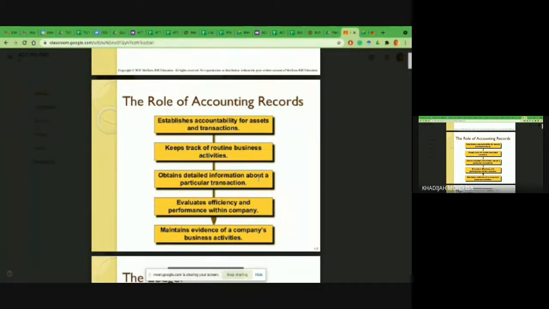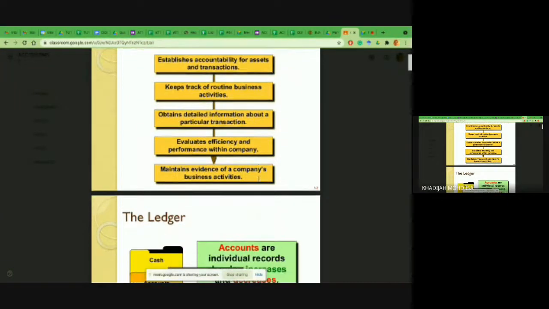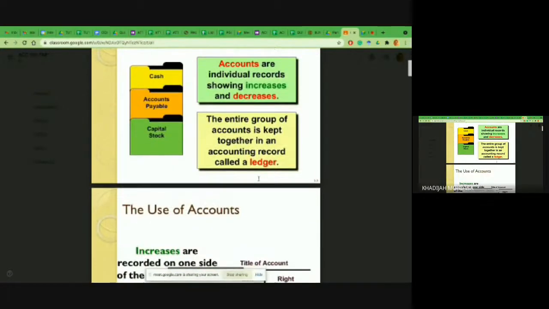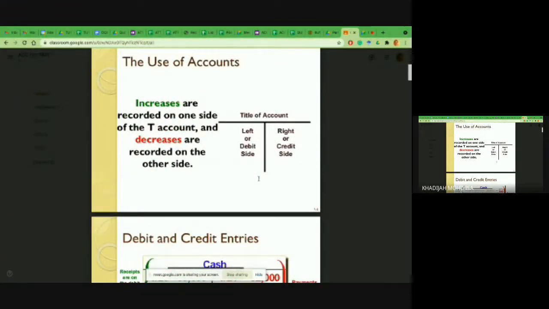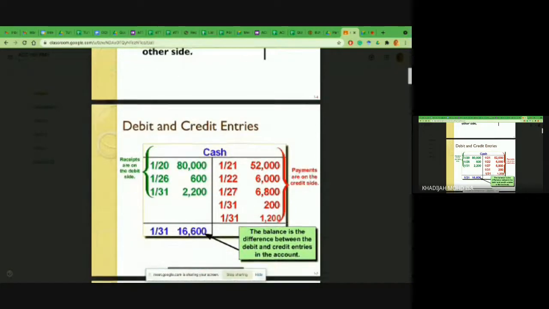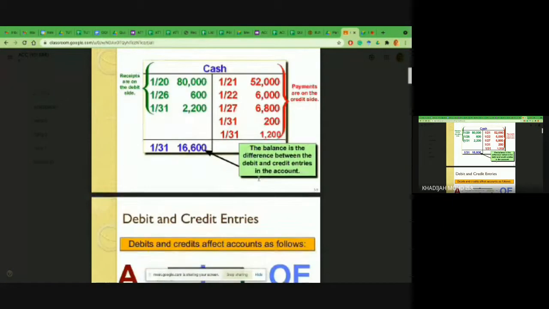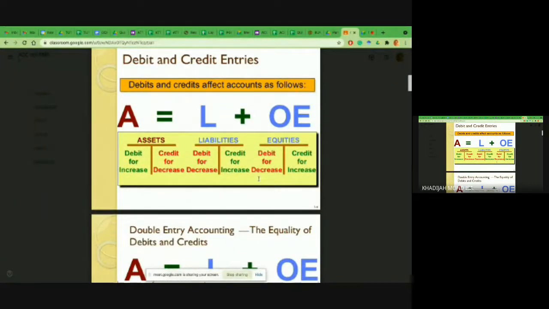And then you have to keep track of routine business activities, obtain information about a particular transaction, evaluate efficiency and performance, and maintain evidence of the company's business activities. So here is where we have your accounts. You have the T account, the left side and the right side. The left side we call the debit side, and the right is the credit side. To decide whether it is debit, you have to see whether the account is an asset, liability, or owner's equity. Then you go back: what is the principle of an asset? Asset increase is debit, decrease is a credit. Always have this equation. Very important.